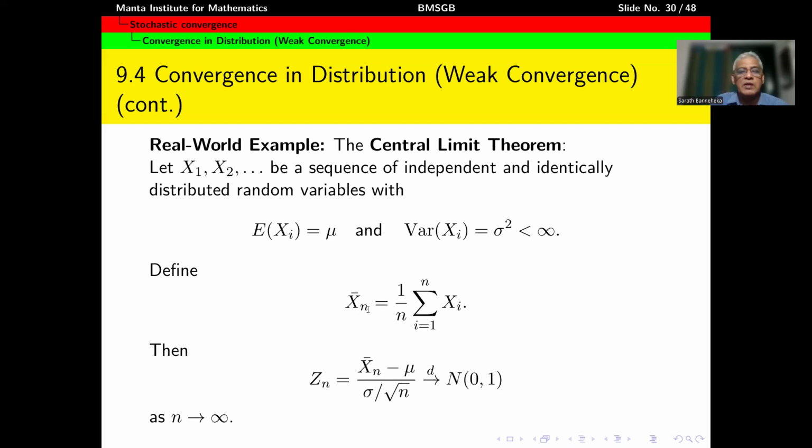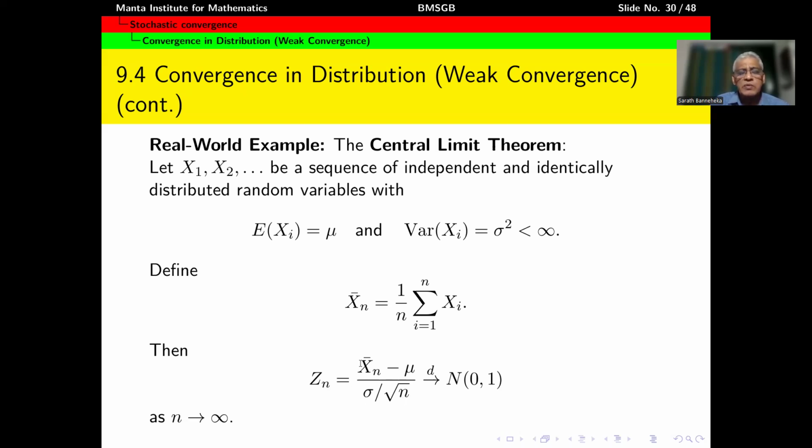Right. For example, x bar 1 will be just x1, because we are considering the first n observations. X2 bar will be x1 plus x2 divided by 2. X3 bar will be x1 plus x2 plus x3 divided by 3, like that. Right. So the n is important here. So based on x bar n, define Zn as x bar n minus mu divided by sigma over root n.